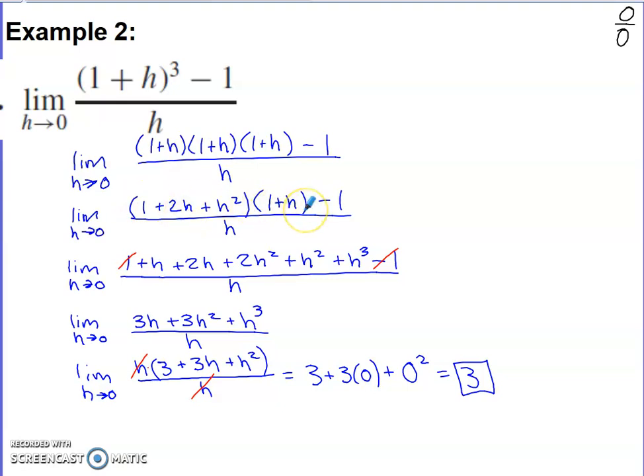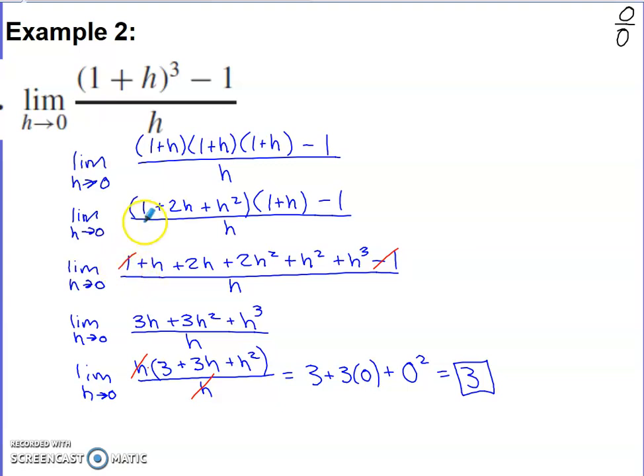When I expand this, I just need to make sure I do 6 multiplications. The 1 has to get multiplied by both of these, the 2h has to get multiplied by both of these, and the h squared has to get multiplied by the 1 and the positive h. If you do those 1, 2, 3, 4, 5, 6 multiplications, you get what you see across the first 6 items in this numerator. After that has been fully expanded, you finally have the opportunity to do some cancellation.